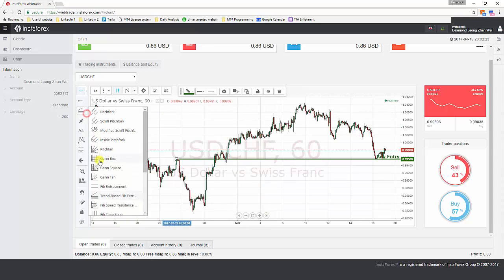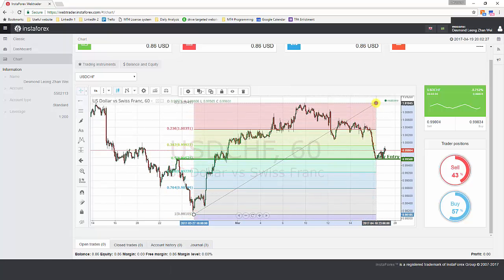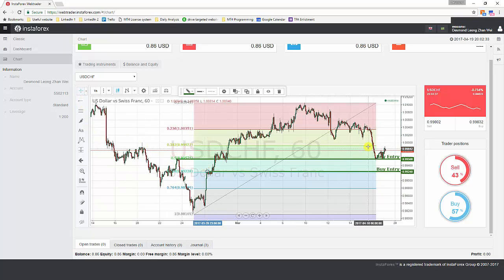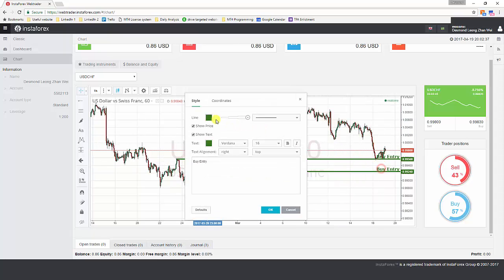Our stop loss would likely be on the next Fibonacci retracement level. Probably at the 62%, just about there. This will be our stop loss.